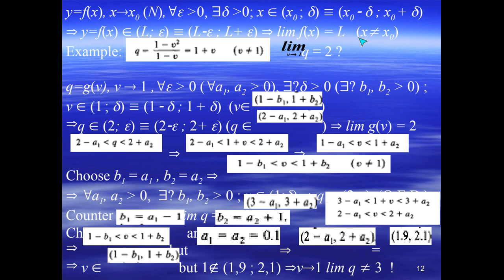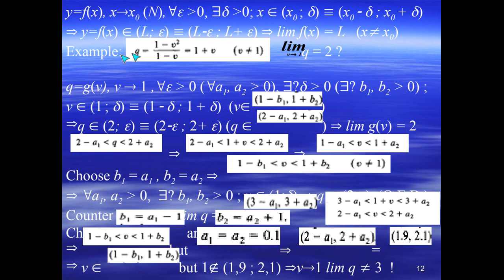x goes to x0, but x is never equal to x0. It approaches x0, it becomes closer and closer, but it's never equal to x0. So the limit of f(x) is equal to L. This is the mathematical way of writing what we said. This definition can be written like this in mathematics.